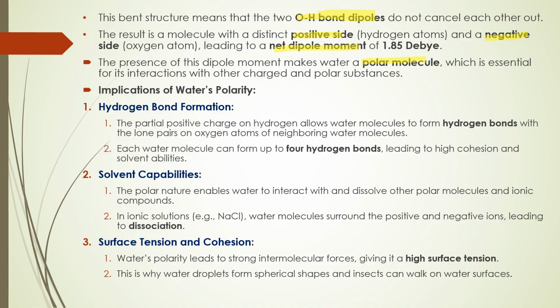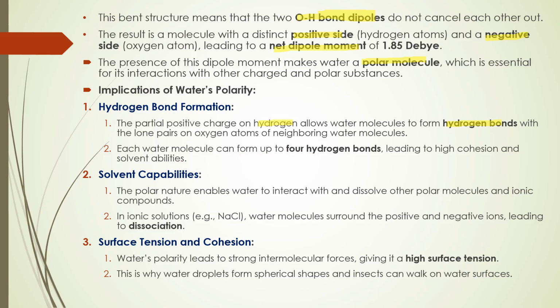Hydrogen bond formation in water. The partial positive charge on hydrogen allows water molecules to form hydrogen bonds with the lone pairs on the oxygen atom of neighboring water molecules. What is hydrogen bonding? Hydrogen bonding is basically the bonding of a hydrogen atom of one molecule with the most electronegative atom of another molecule. So the hydrogen of one water molecule bonds with the oxygen of another water molecule.